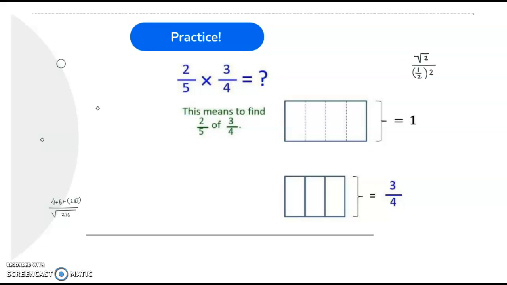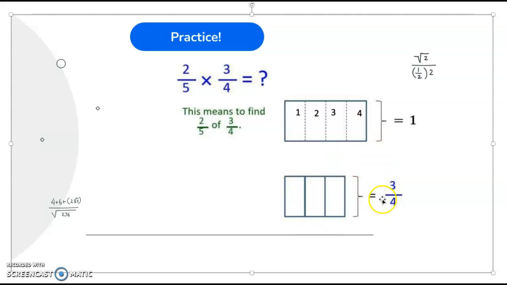2/5 times 3/4. So 3/4. 1, 2, 3, 4. Let's insert 1, 2, 3, 4. So at the bottom we have 3/4. This is 1 measuring unit. We want 3/4. 1, 2, 3. Hit pause and continue to work on this.